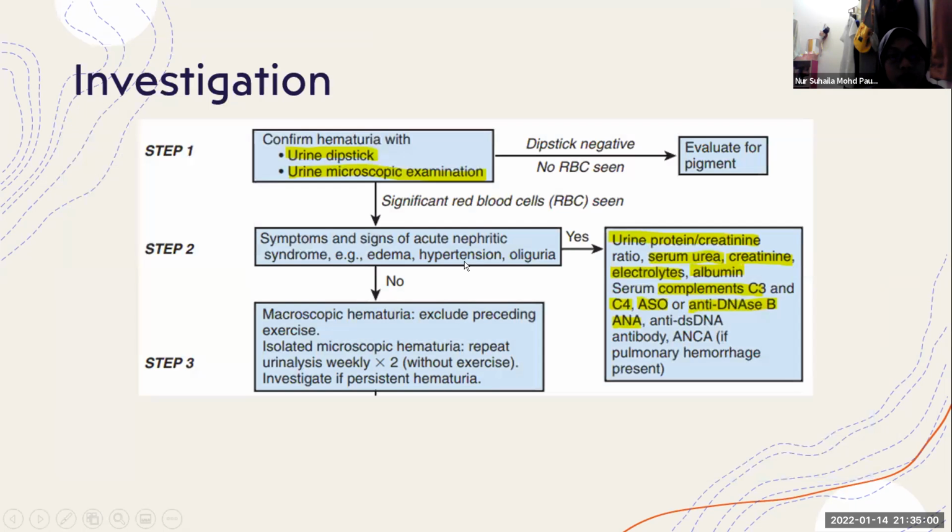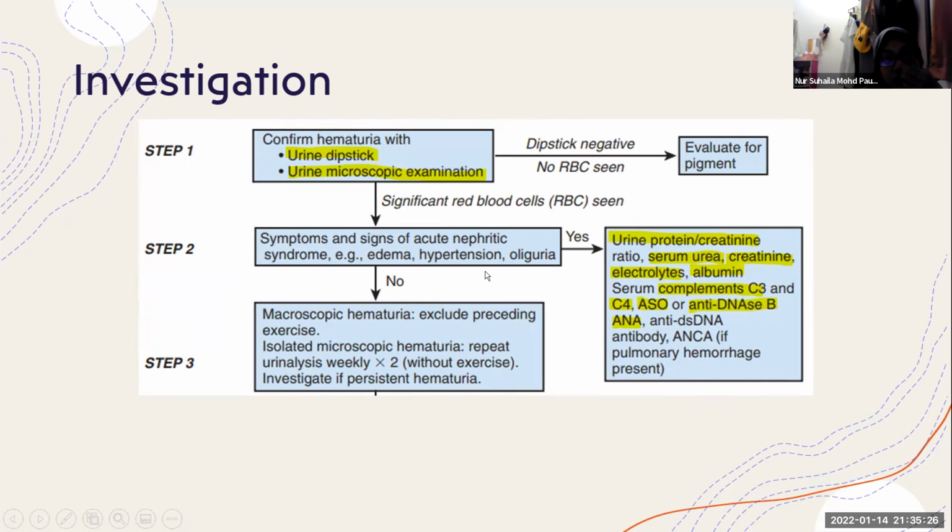Okay, for investigation, after we have done our physical examination, first we need to confirm is it really hematuria by doing urine dipstick and UFEME. If there are really red blood cells seen, next we need to establish the symptoms and signs of acute nephritic syndrome that can present with edema, hypertension, and oliguria.